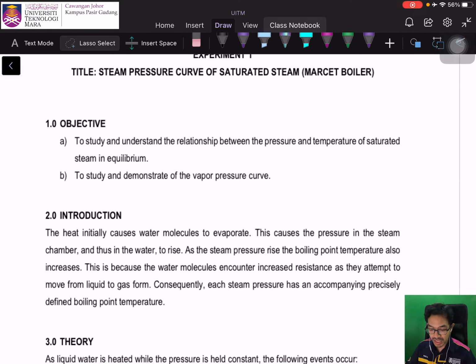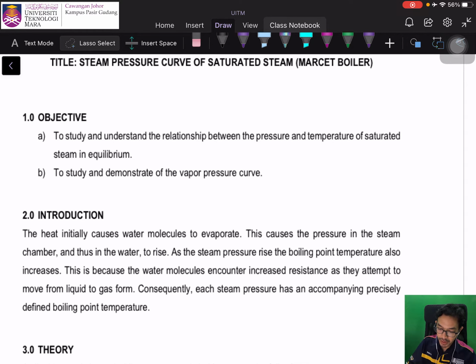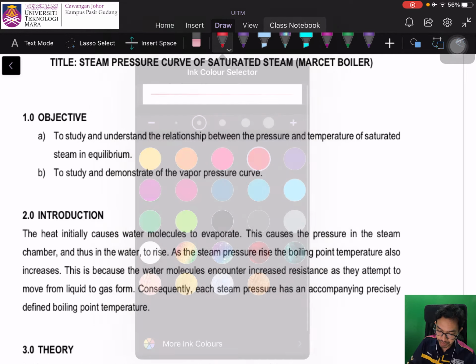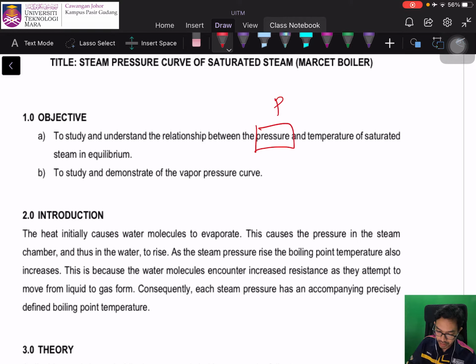The first one is to study and understand the relationship between the pressure and temperature of saturated steam in equilibrium, while the second objective here is to study and demonstrate the vapor pressure curve. So basically, if you read the first objective, we will concentrate on the two basic parameters in thermodynamics, which is pressure P and also temperature T. And then the condition of the steam, here we focus on the saturated steam condition only, right?